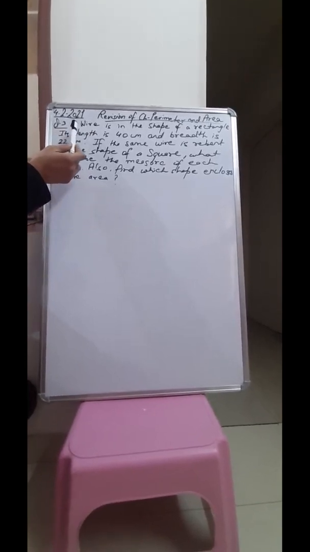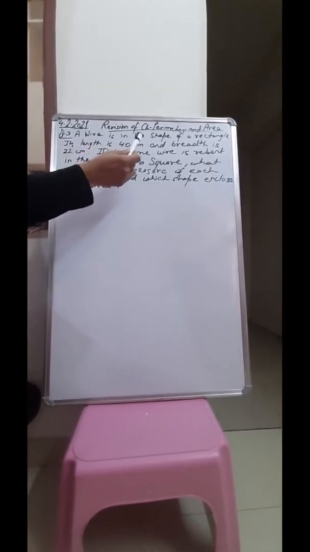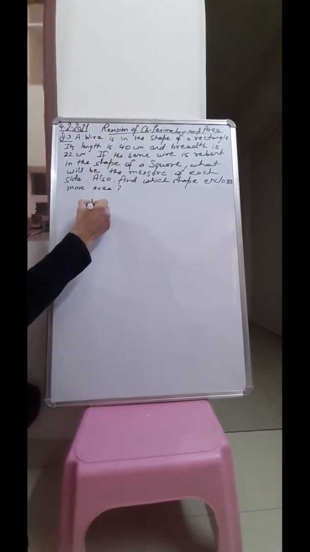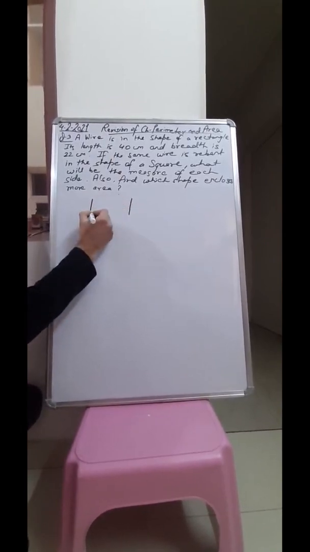Now students, question number 3 is, a wire is in the shape of a rectangle. So here we have been given a wire in the shape of a rectangle.